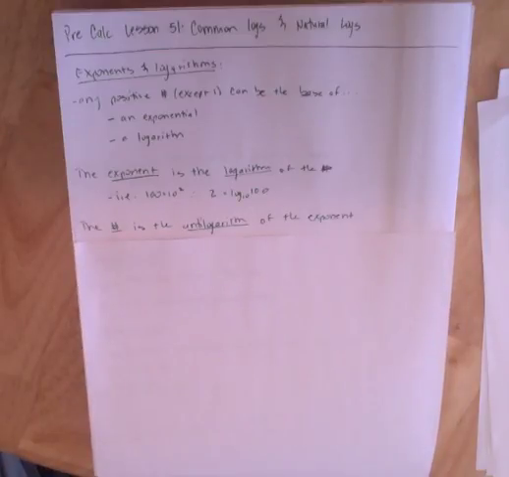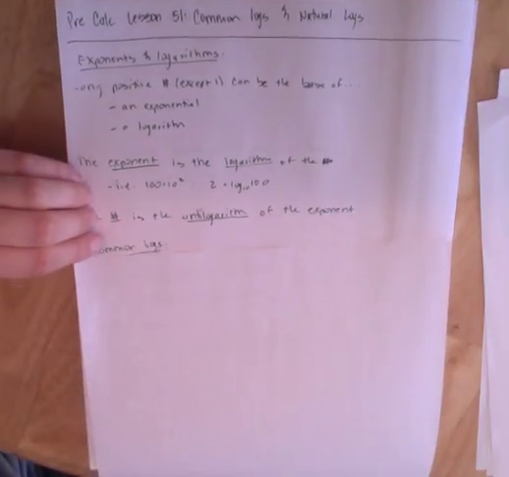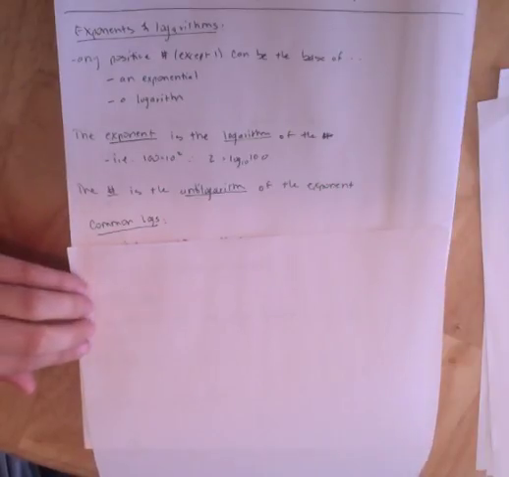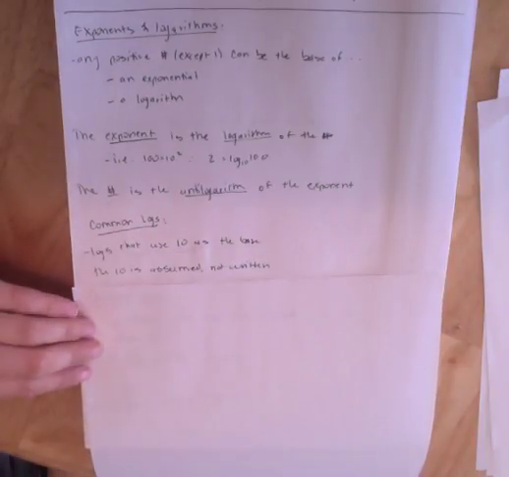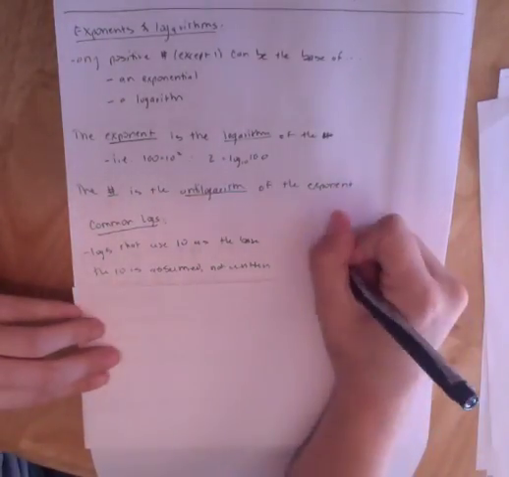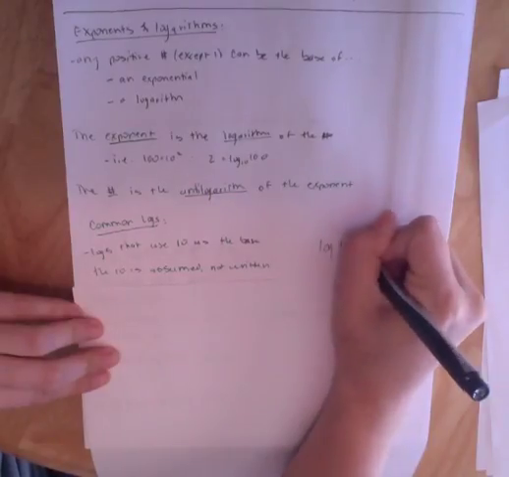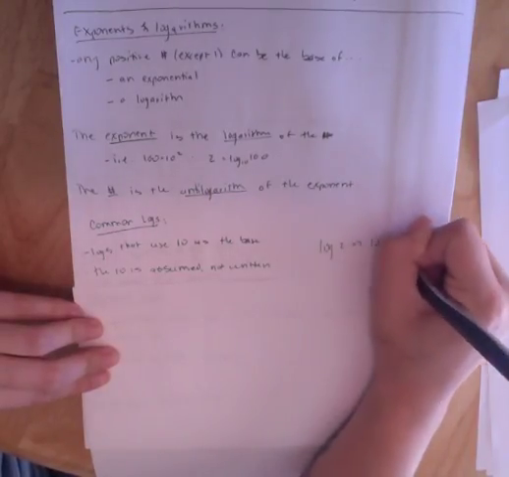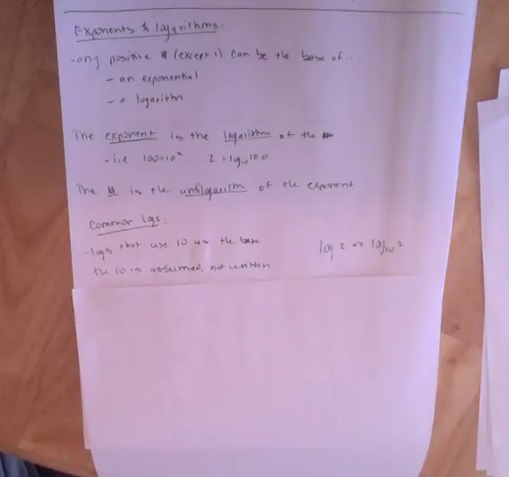Now, we're going to talk in a little bit about the anti-logarithms. The number is the anti-logarithm of the exponent. We'll go a little more in depth into that in a few more lessons. Now let's talk about what we call common logs. Common logs are logs that use 10 as the base. The 10 is assumed, not written. So if we had the log of 2, it is assumed to be the log base 10 of 2.